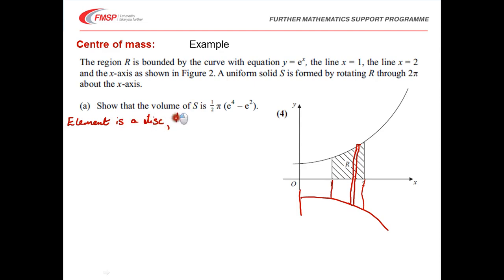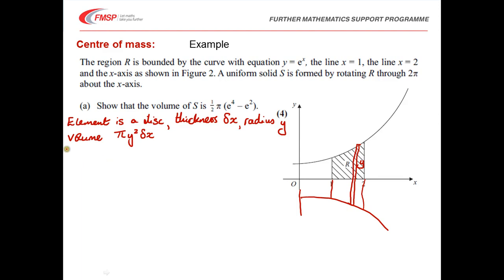That disc has thickness delta x, so a tiny thickness that I'm going to make infinitesimal when I integrate. The radius of that disc is given by y, whatever the value of y happens to be at that point on the curve. So the volume of the disc is going to be given by pi y squared delta x. That's pi r squared, the circle area, multiplied by the thickness delta x.